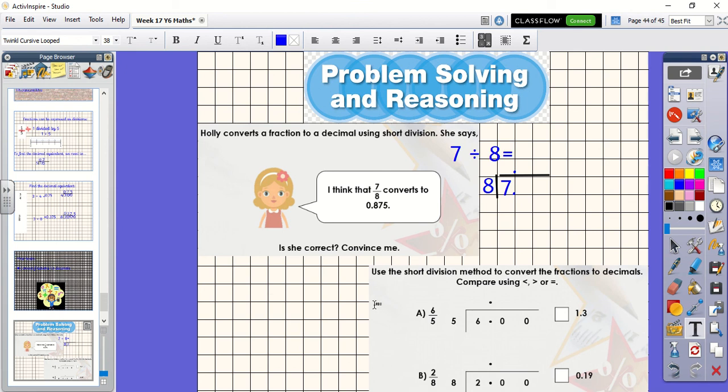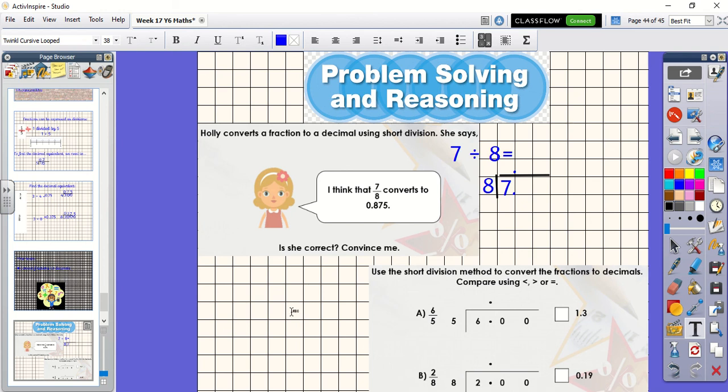And then for this one here, you've got to use the short division method to convert the fractions to decimals, and then you've got to compare using smaller than, greater than, or equals to. Okay, so 6/5, it's already set out there for you, 5 divided by 6. And then you've got to see whether it is greater than, less than, or equal to 1.3. And the same with that one there. It's already all set out for you. So your denominator goes on the outside and your numerator goes on the inside.